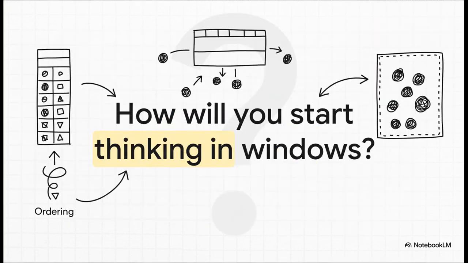When you start combining partitioning, ordering, and framing, you unlock this incredible ability to solve really complex problems with code that is both elegant and efficient. So the real question isn't if you should use window functions, it's what's the first problem you're going to solve with this new way of thinking?